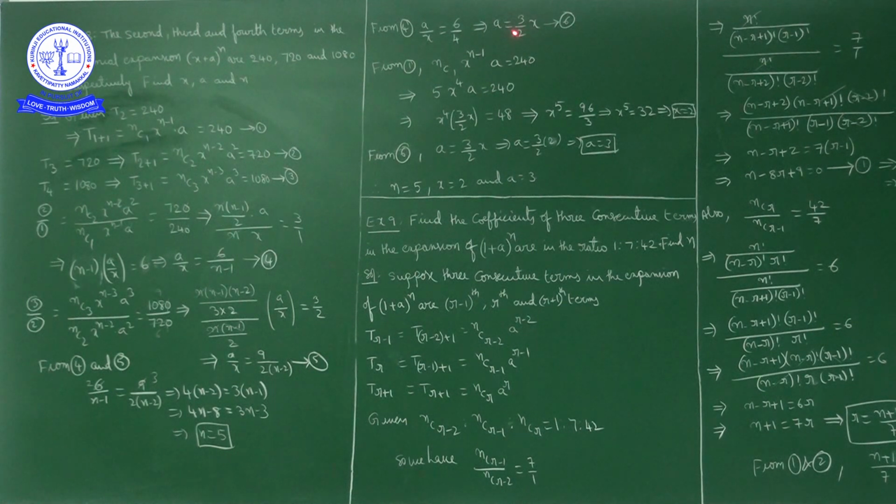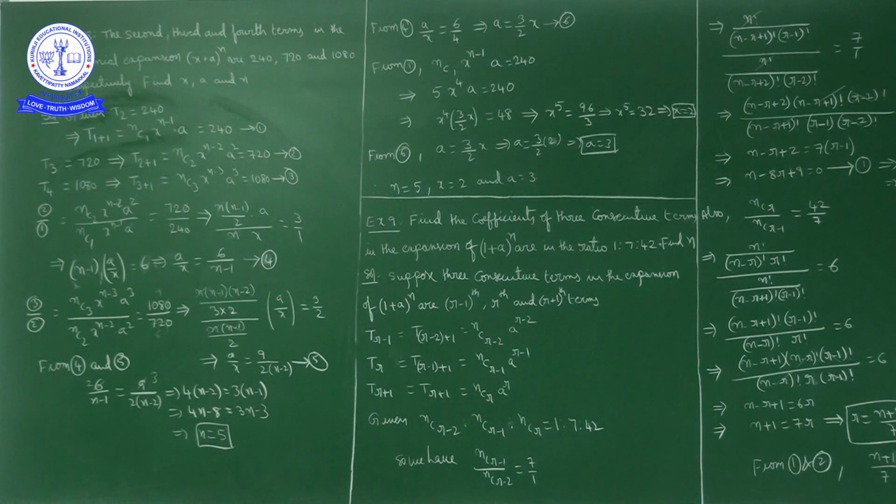Now substituting x value 2 in equation 6, a is equal to 3 by 2 into x. The x value 2 cancels. So a value is 3. So n is equal to 5, x equal to 2 and a is equal to 3. These are the values: n value, x value and a value.